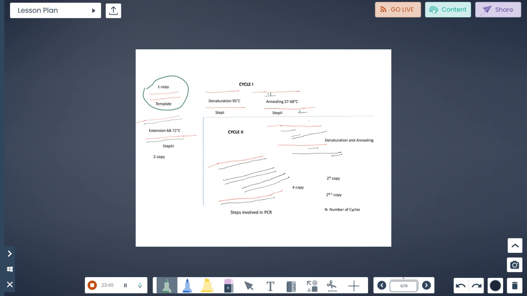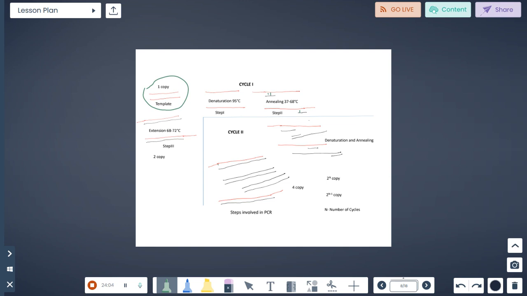And in the second cycle, in the denaturation step, these are again becoming single stranded. Then in the annealing step, the primers will bind, and the PCR product will be formed from the original template and also from the product of the first cycle.